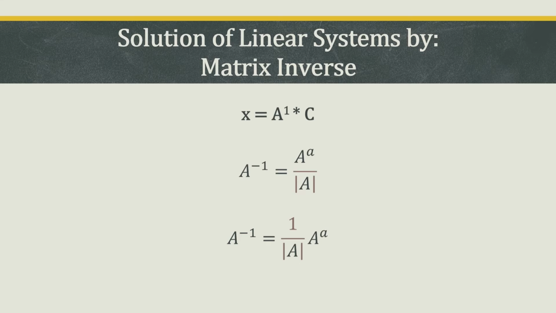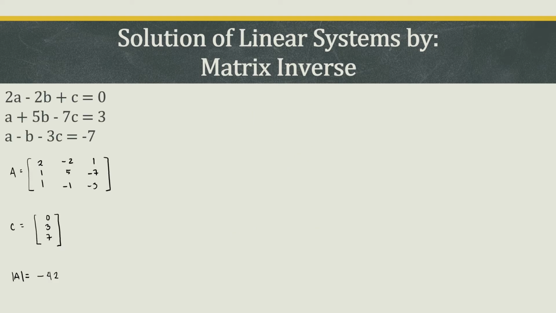For the matrix inverse method, X here represents all the variables. So X is equal to the inverse of A times C, or the constant matrix, and the inverse of A is equal to the adjoint of A over the determinant of A, which is the same as 1 over the determinant of A times the adjoint of A.